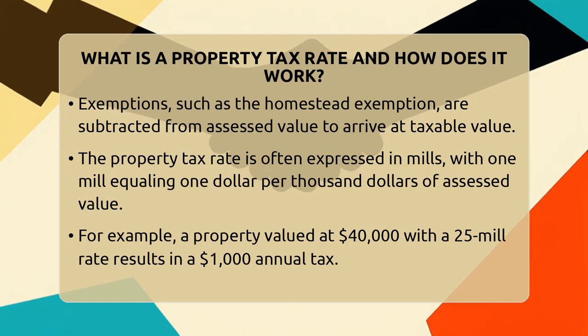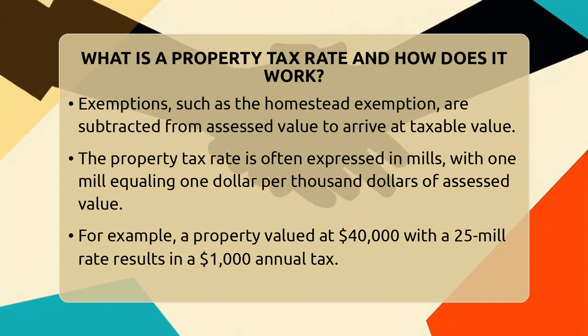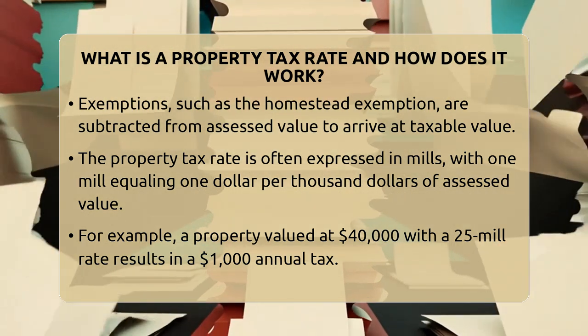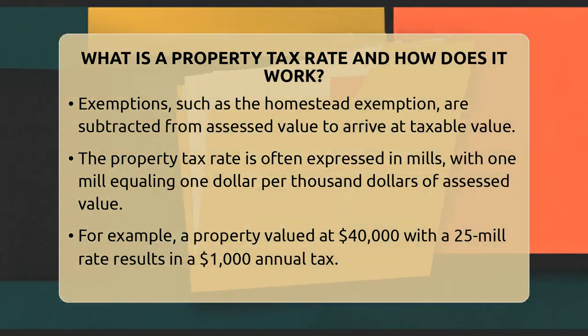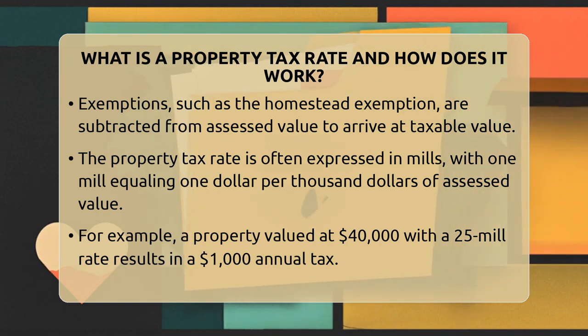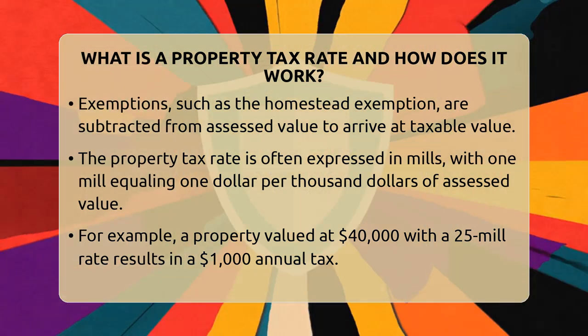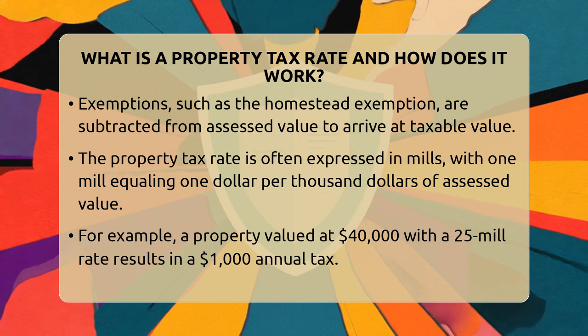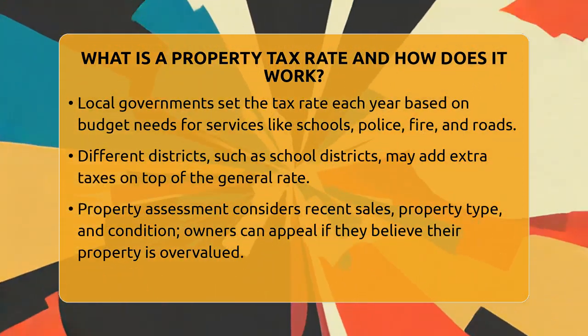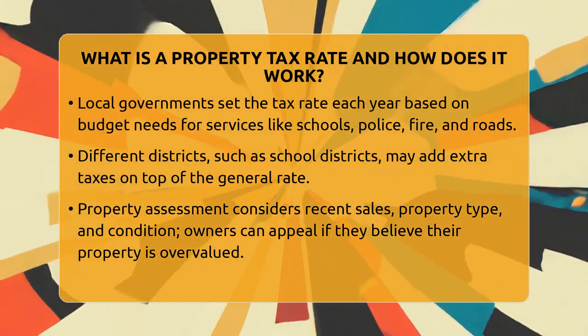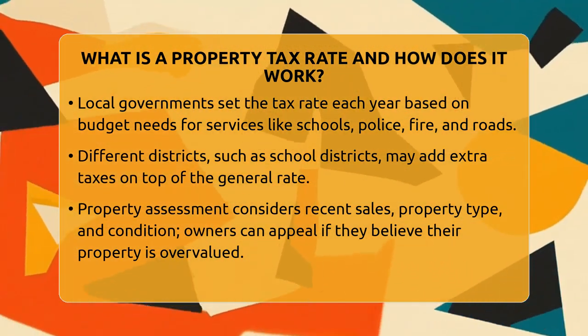The property tax rate itself is often expressed in mils. 1 mil equals $1 of tax for every $1,000 of assessed value. So, if your property has an assessed value of $40,000 and the tax rate is 25 mils, your annual property tax would be calculated by multiplying $40,000 by 25 mils, which equals $1,000.